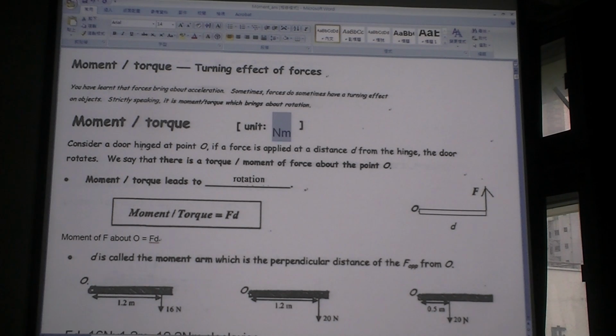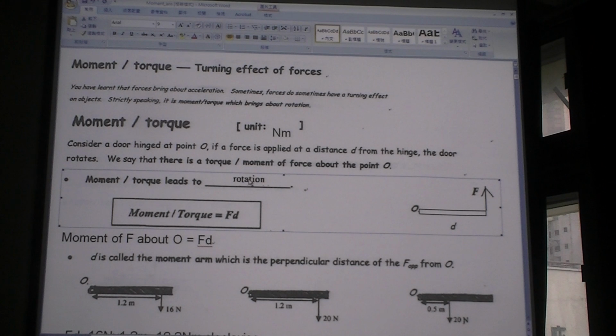We will see why. Now, because we find that the ability of this force to turn this door depends not only on the force but also on distance, we define the moment or torque of a force in this way. The moment of force F about the point O is given by the force times the distance. So we say that the moment or torque leads to rotation.